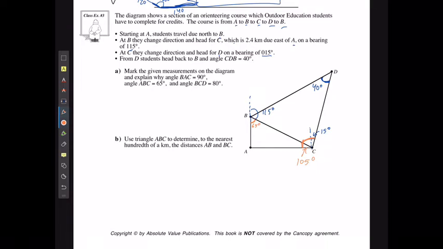So, mark the given measurements on the diagram and explain why BAC is going to be 90 degrees. Well, I mean, it's obvious why this is 90 degrees. The reason why this is 90 degrees is because this is straight north and this is straight east. Angle A, B, and C, we've already explained why A to B to C is 65 degrees because of supplementary angles.